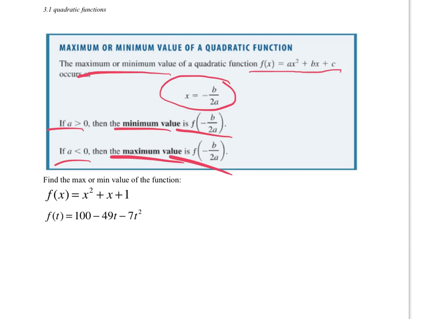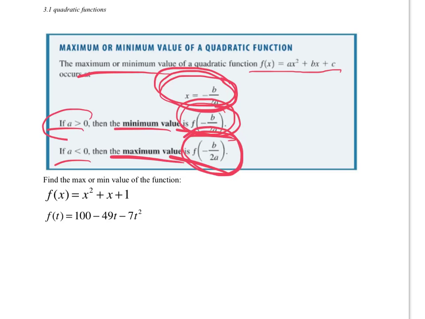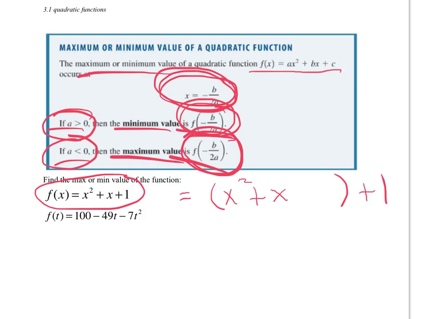So in either case, you have to figure out -b over 2a, get that value, and then you have to do f of -b over 2a in either case. And then you'll have either a minimum or a maximum, depending on whether a is greater than 0 or less than 0. So if we look at this first one, f of x equals x squared plus x plus 1, and we think of completing the square on that, we have x squared plus x, and then keep the other plus 1 completely out.